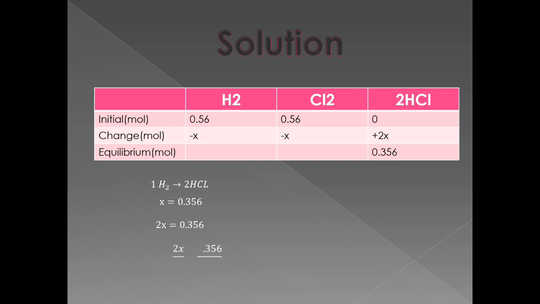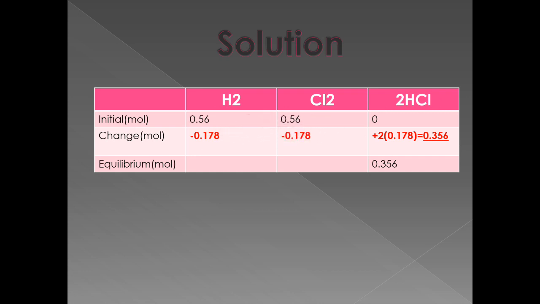In order to get the x, I divide both sides by 2. That's why I get 0.178. The same thing with the chlorine, since the value of the initial concentration of the chlorine is the same as the hydrogen, I use the same process, and I also get 0.178. Now let's do the substitution.